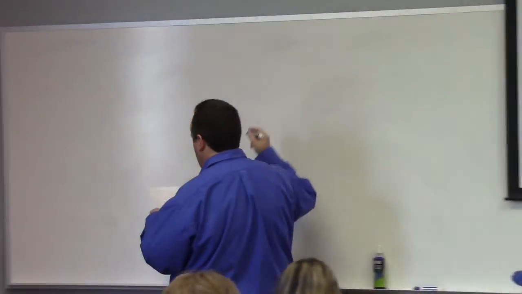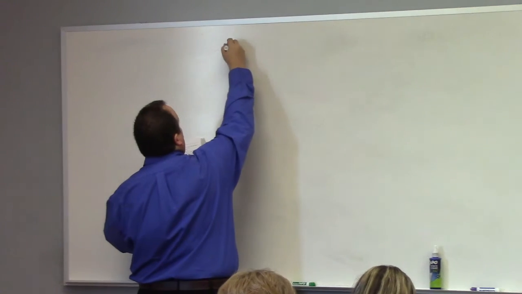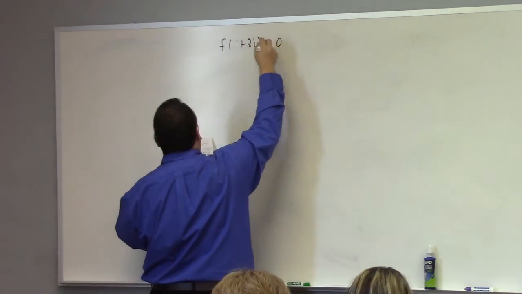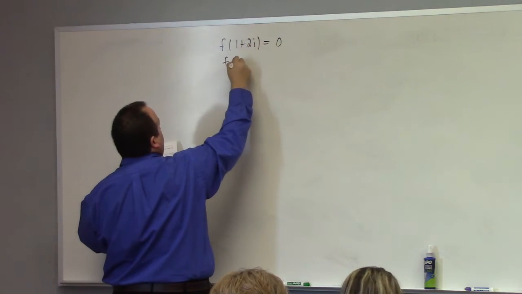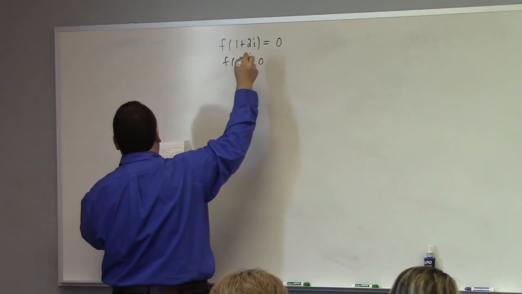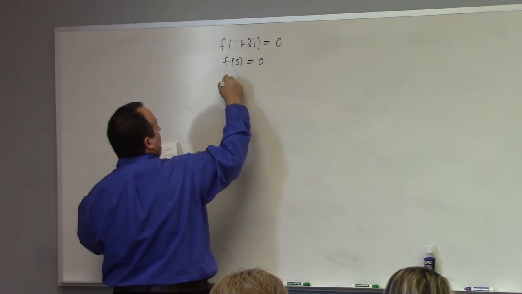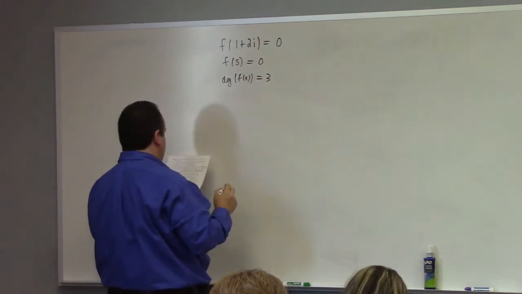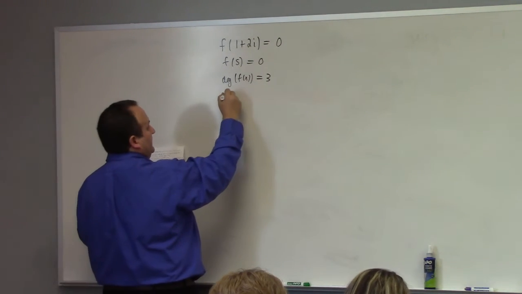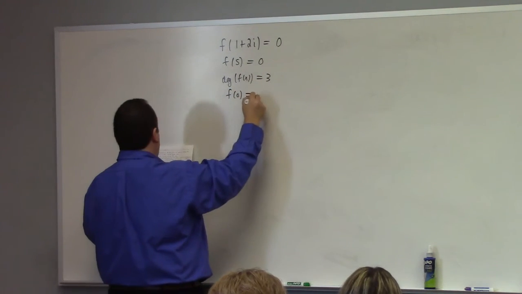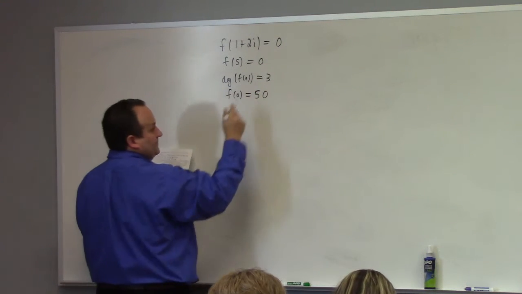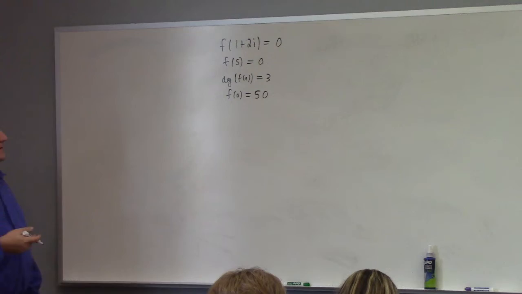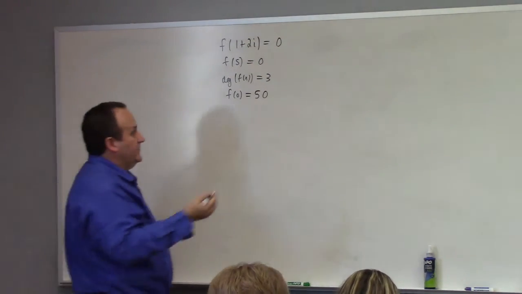So here I give you that f of 1 plus 2i equals 0, and I tell you that f of 5 is equal to 0. And I tell you that the degree of f of x is equal to 3. I tell you it's a cubic, right? And I give you other information. I tell you that f of 0 is 50, all right? So then the question is to find the polynomial with this data, right? And so let's just break it down.